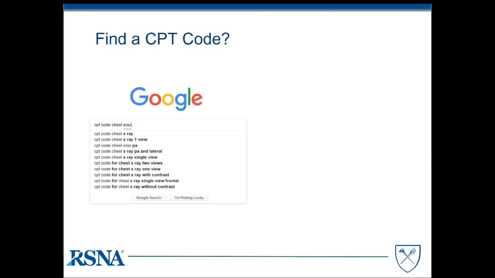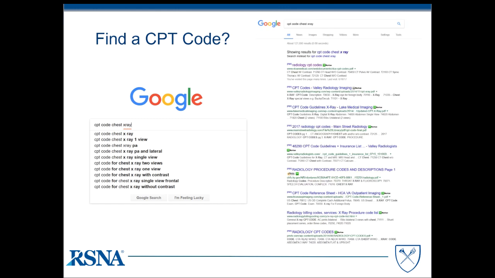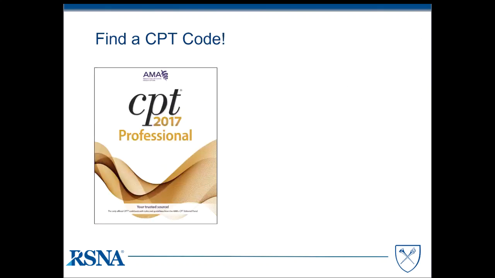If, for example, you want to look up the CPT code for a chest radiograph, you'll get an autofill menu that looks something like this. And clicking those choices will give you a list of options that look something like this. But I would caution you against going this route, because it will take you to a bunch of random sources on the internet, some from private practices, some from hospitals. These may or may not be accurate. Remember, what you find on the internet may or may not be correct.